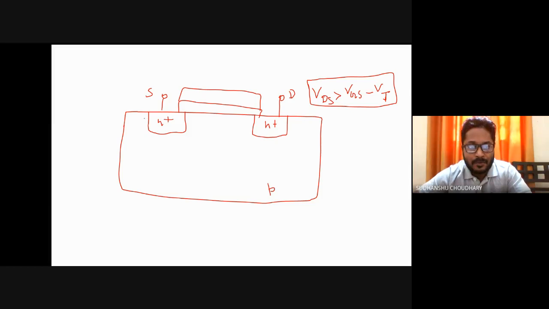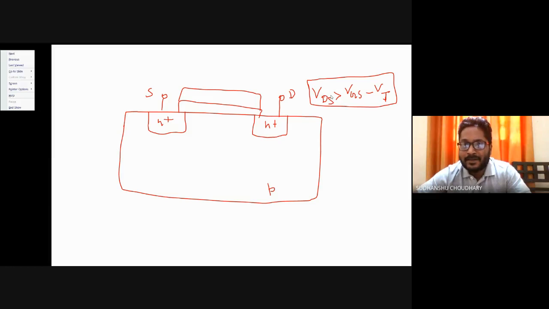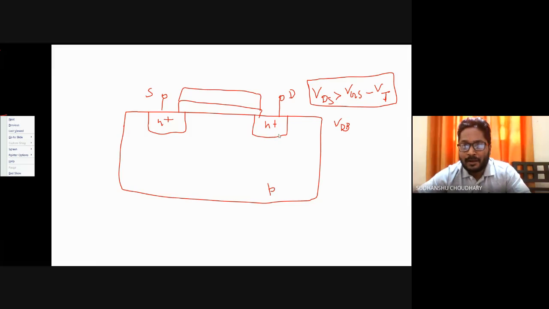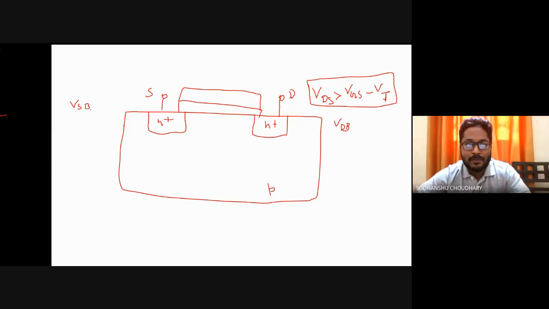So how is the channel now? Since I'm increasing my VDS, or I'm increasing my VDB, that is, I'm increasing the reverse bias across the drain and bulk junction. So that is increased now, but the reverse bias across the source and bulk junction is still the same. So the depletion region around the source will remain more or less the same. Okay, and now my channel is also tapered like this. It is not constant, it is tapered.